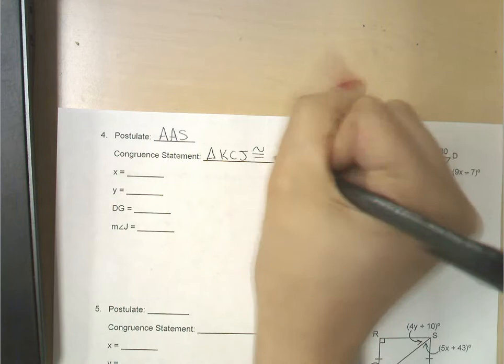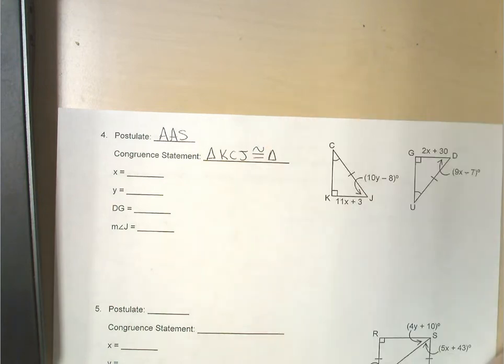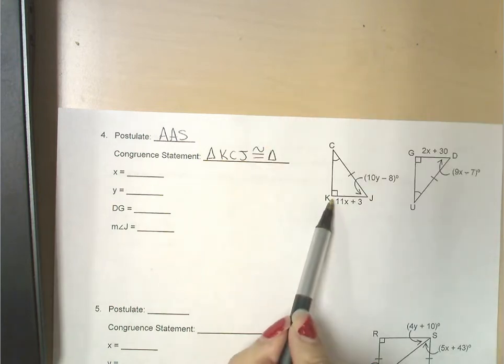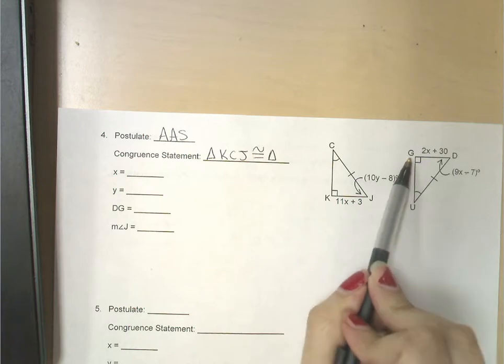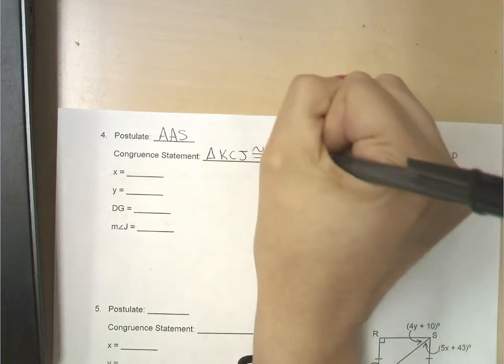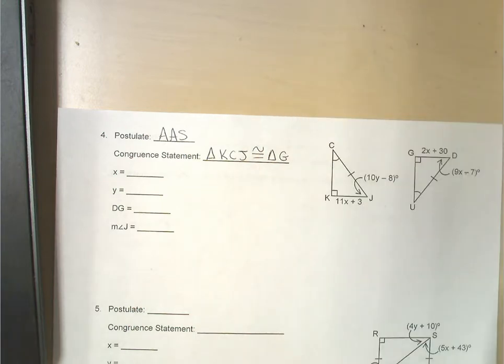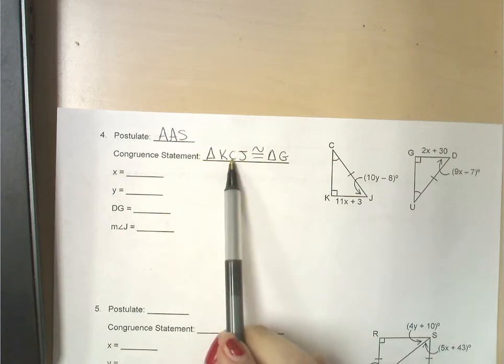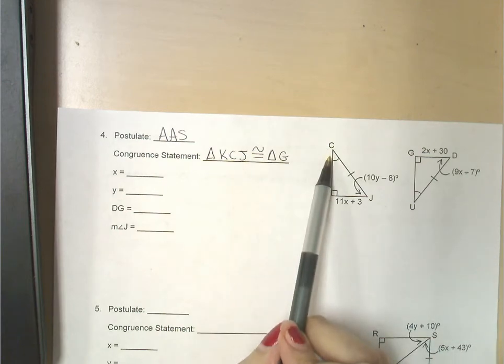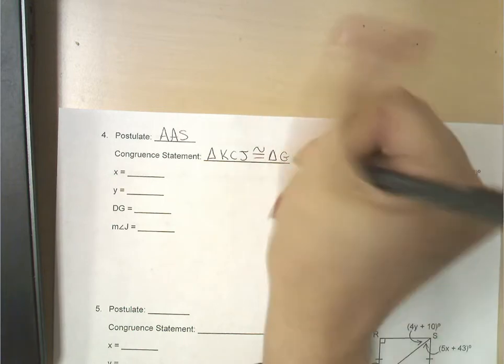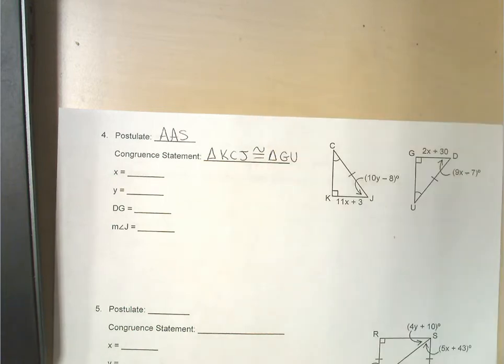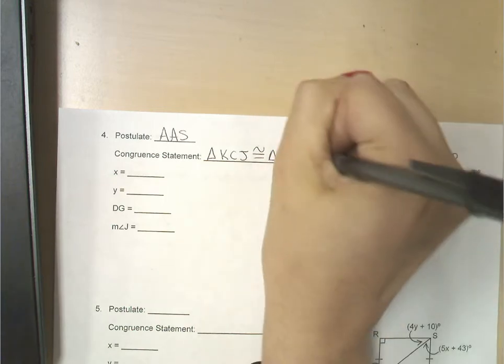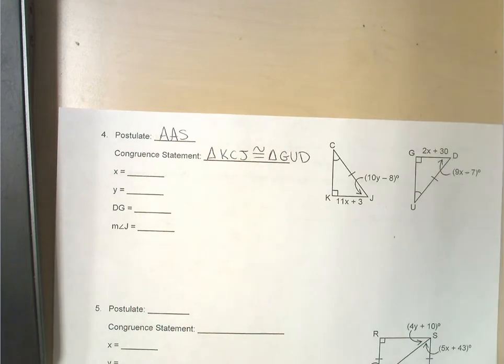And then the second triangle, since you start with K in this one, you have to start with G on that one, because those two are congruent. Then I moved on to C. C is corresponding with U, so that's the one I have to put next. And then the last one would be D. That's my congruency statement.